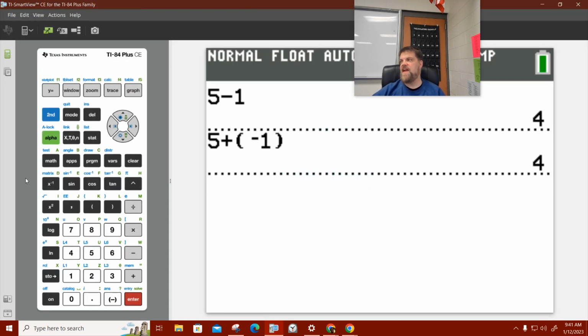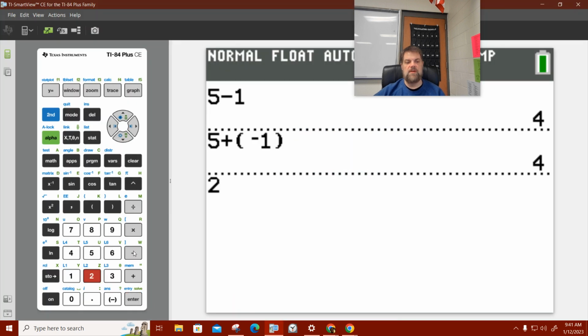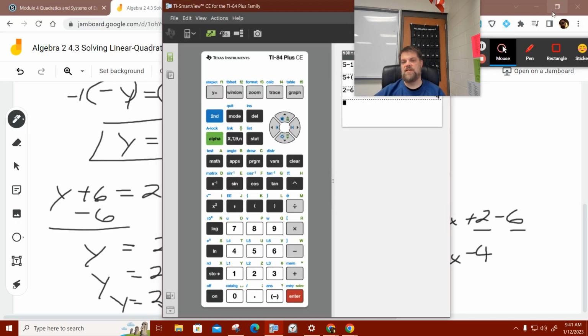So here's the other thing I want to suggest to you guys. Students have a bad habit of just guessing. You need to make sure it's the right answer. So I said, what is negative 2 minus, positive 2 minus 6? It's negative 4. Just plug it in the calculator.